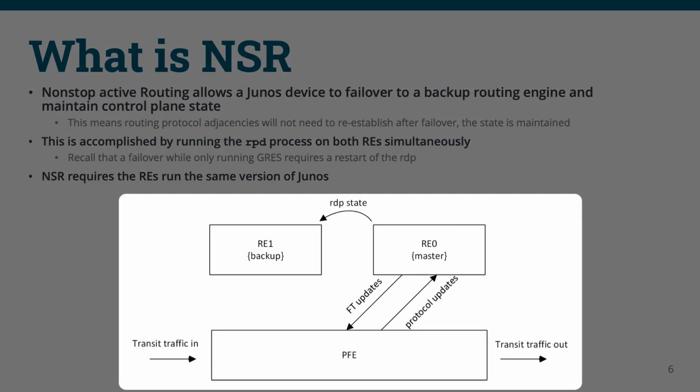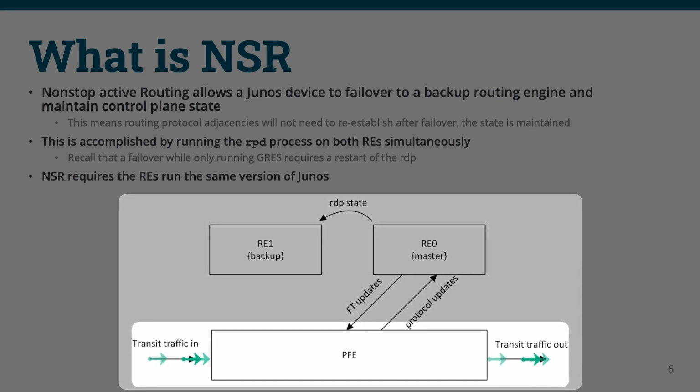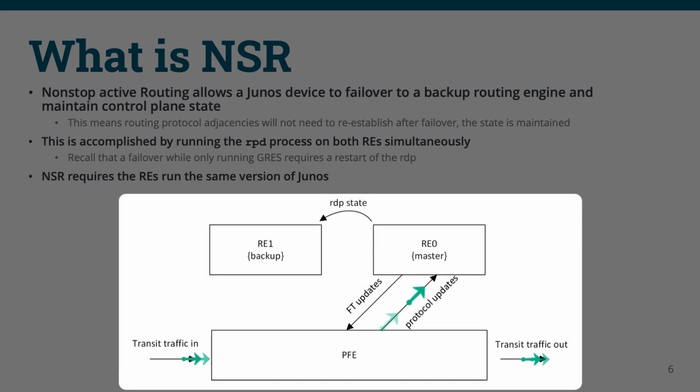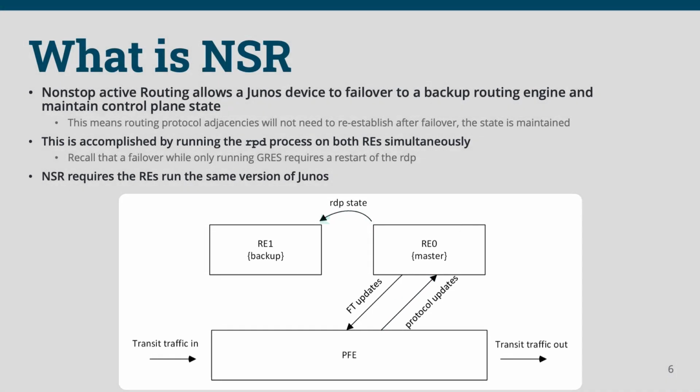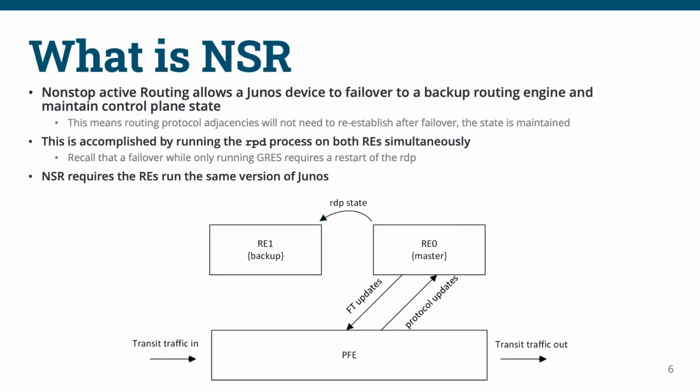In our diagram, we see a high-level description of what's happening, with the PFE processing transit traffic, and when protocol updates come in, the RE0 is copying the RPD state to any backup REs. Let's move on now to see how we configure NSR.